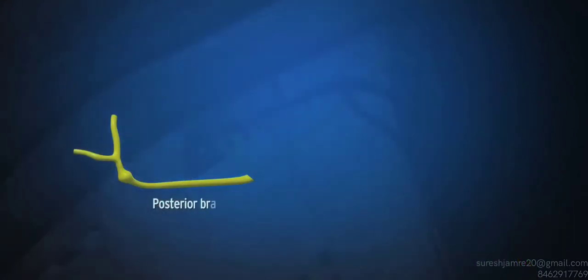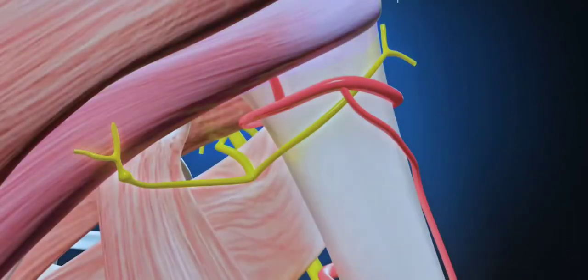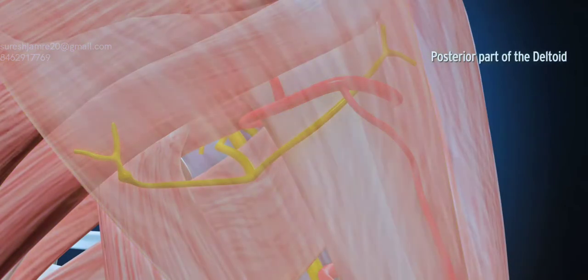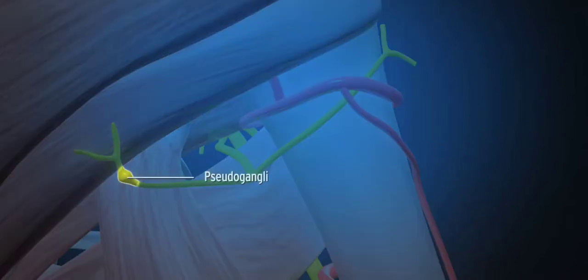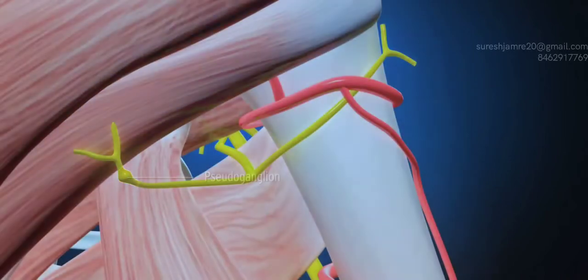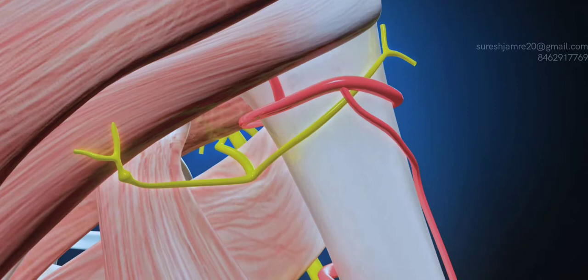The posterior branch, lower branch, supplies the teres minor and the posterior part of the deltoid. The teres minor muscle is innervated by this nerve where it forms a pseudoganglion. A pseudoganglion has no nerve cells but nerve fibers are present. Damage to the fibers innervating the teres minor is clinically significant.